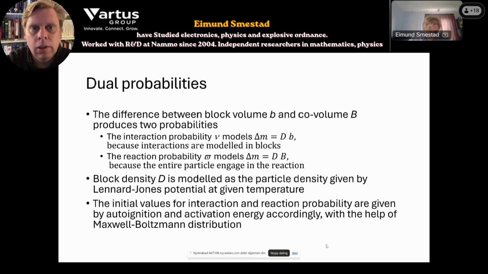Probabilities. The difference in block volume and covolume produces two probabilities. The first one is the interaction probability nu, which models mass change with block volume, because the interactions are modeled in blocks, as was shown in the previous slide. The second one is the reaction probability pi, which models mass change in covolume, because the entire particle must engage in the reaction.